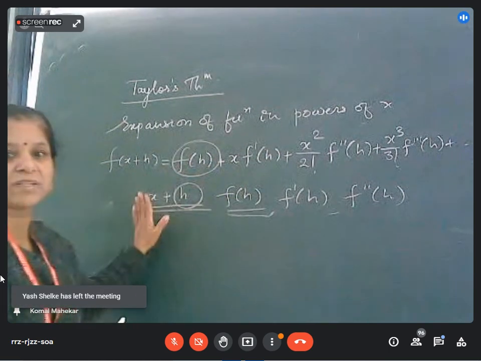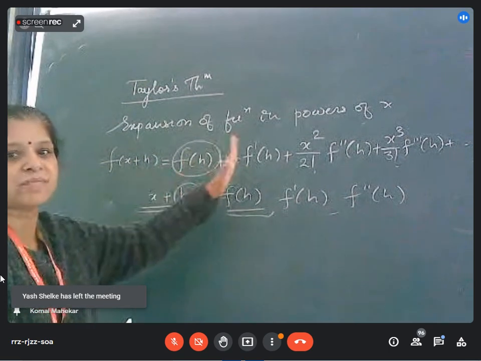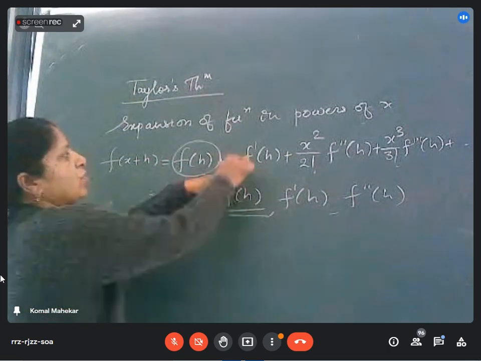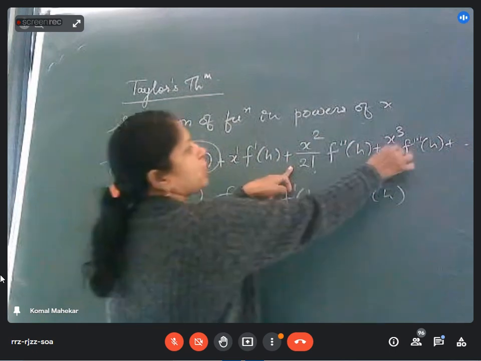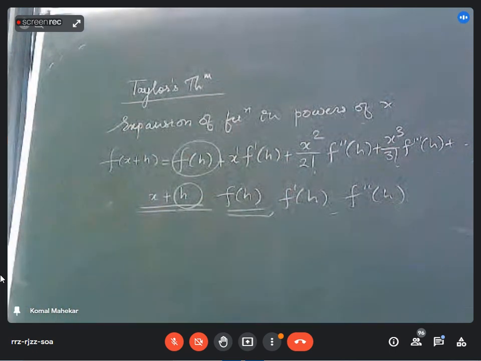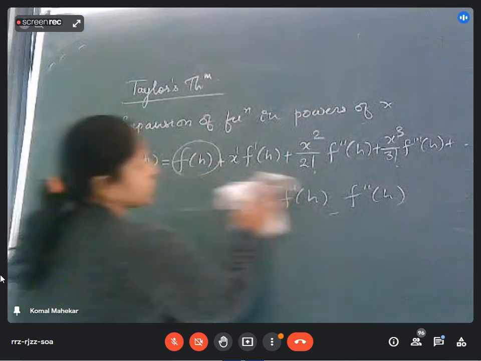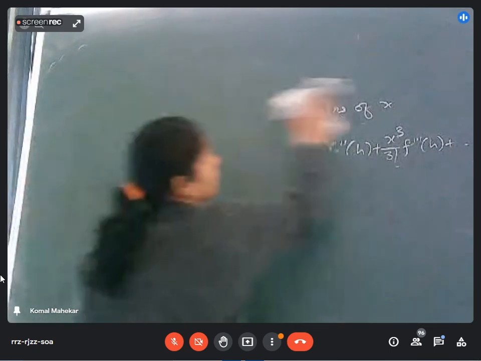Okay, so this is the expansion in powers of x. Here power of x is 0, power of x is 1, power of x is 2, power of x is 3. Okay, so this is the expansion of the function in power of x. So let us solve an example on this.